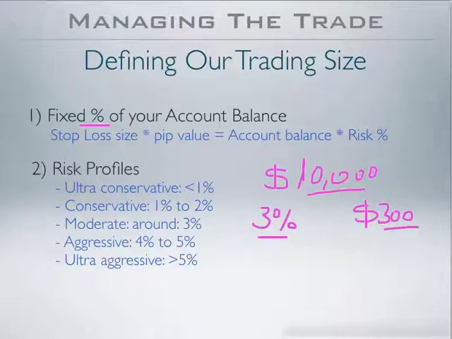All right. So what am I achieving with this? Well, I am predefining my risk on every single trade. I know that no matter what, I am going to lose just $300 on this particular trade. Obviously, let's assume that trade turns sour. My stop loss is hit.